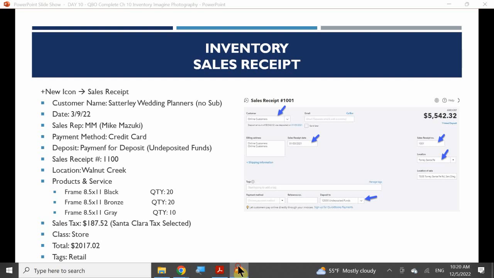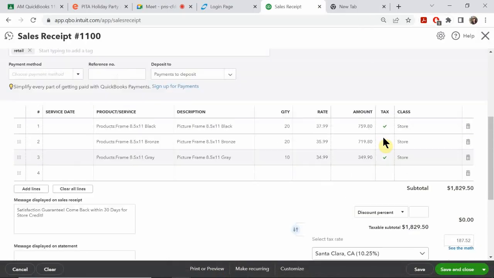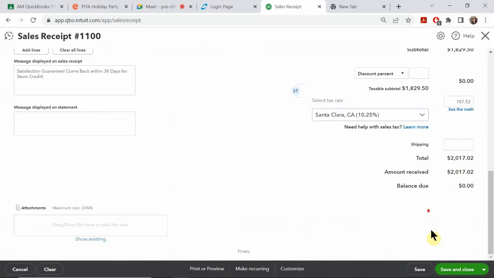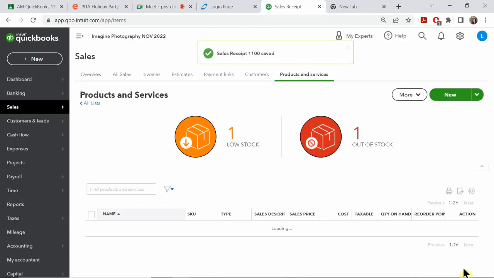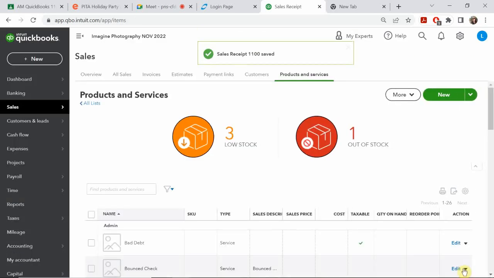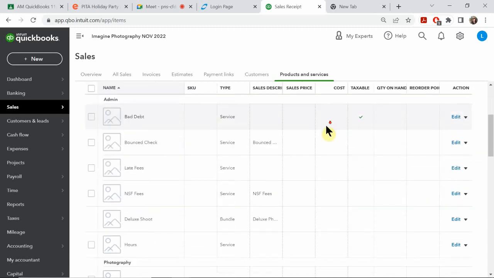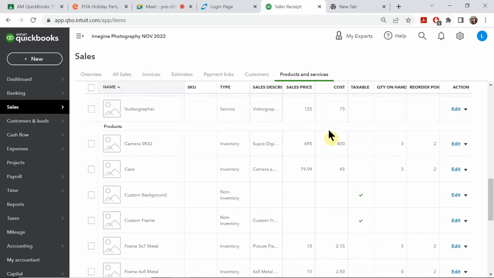2017.02. Yes, it does. Okay. And when everything looks good, I'm going to go ahead and save and close. Okay. So now that I saved that I sold those items, now boom. My low point has been flagged for me, but I need to restock it soon, but it's still in stock, if that makes sense, right? It hasn't flagged me that it's out of stock.